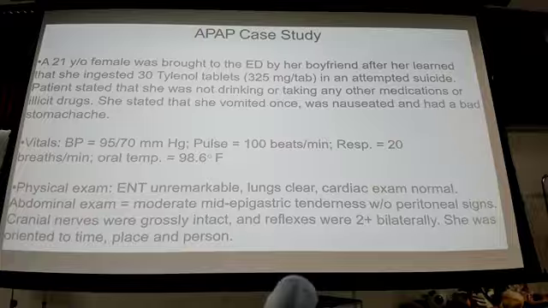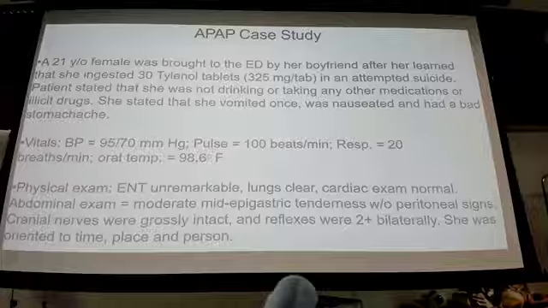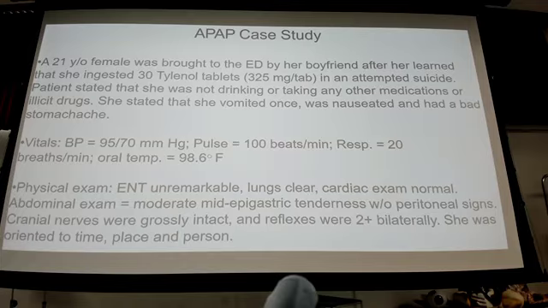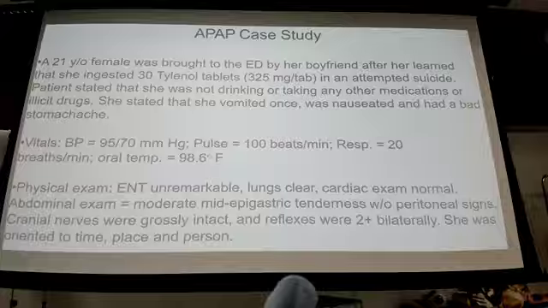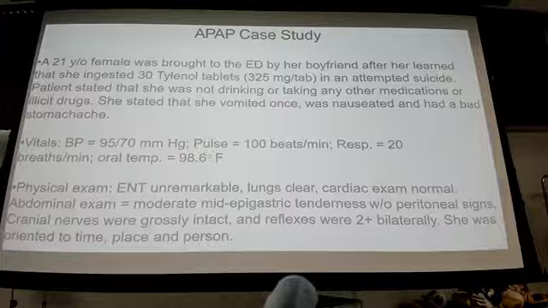In this case, a 21-year-old female was brought to the emergency department by her boyfriend after he learned that she had ingested 30 Tylenol tablets, 325 milligrams per tab, in an attempted suicide. The patient stated that she was not drinking or taking any other medications or illicit drugs. She stated that she vomited, was nauseated, and had a bad stomachache. Her vitals are blood pressure 95/70, pulse 100 beats per minute, respiration 20 breaths per minute, with an oral temperature of 98.6.